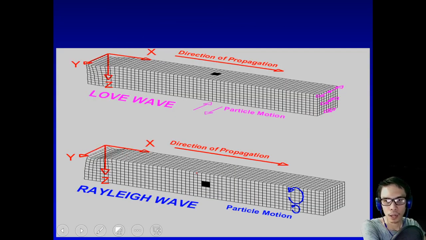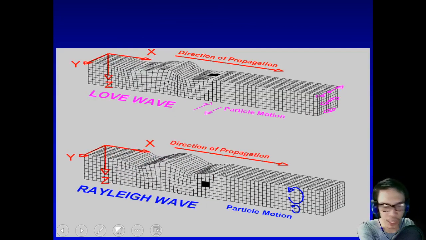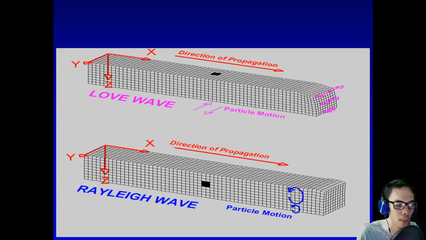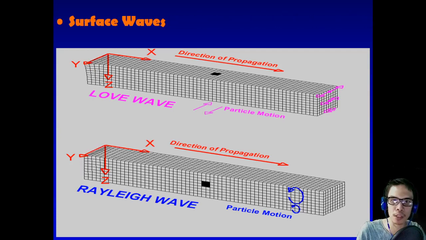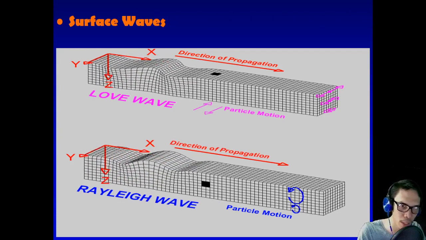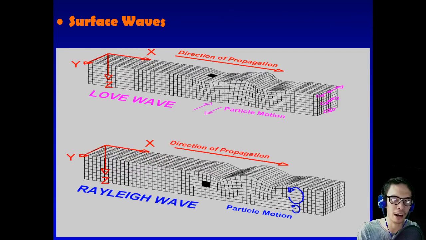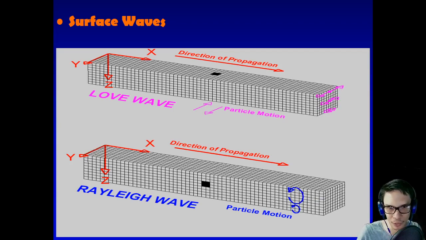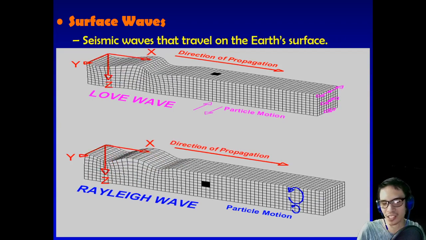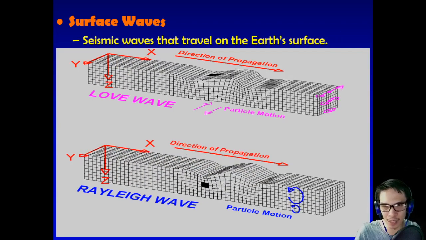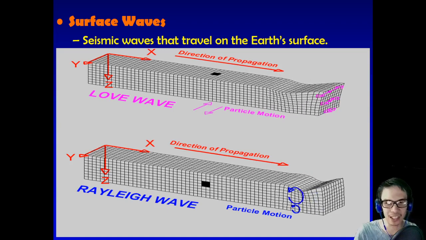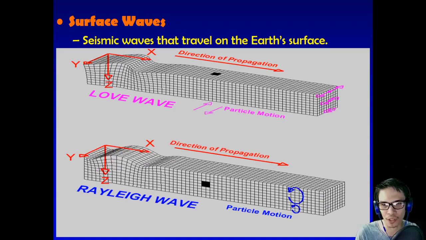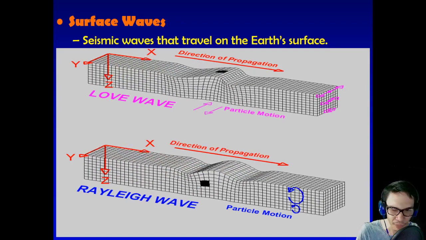The next kind of seismic wave, aside from the body wave, is called the surface wave. From the word itself, surface, it means that this seismic wave travels on the Earth's surface. These are waves that cannot go inside the Earth. It travels mostly on the surface.